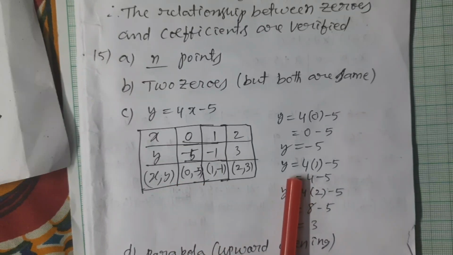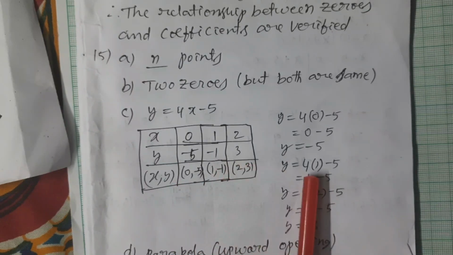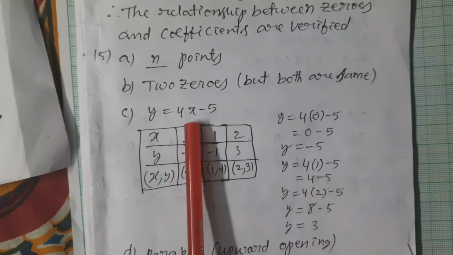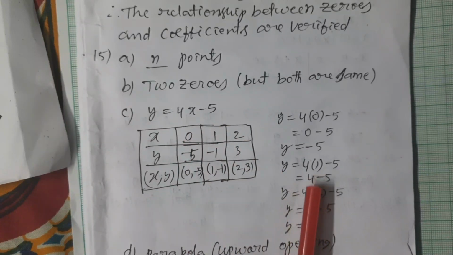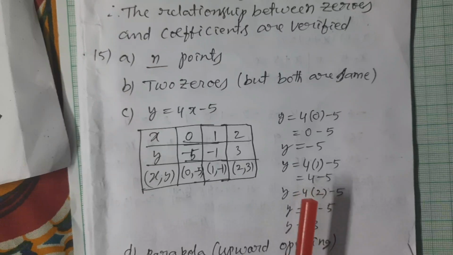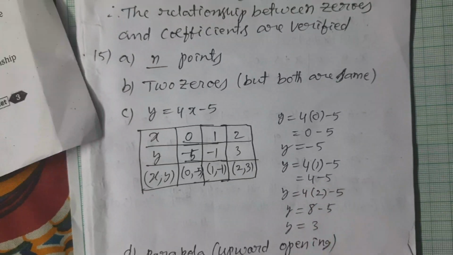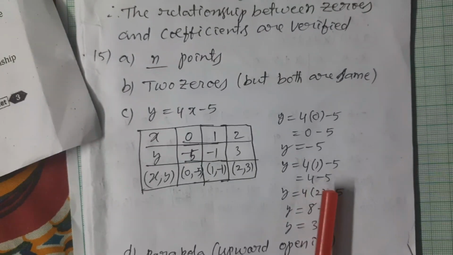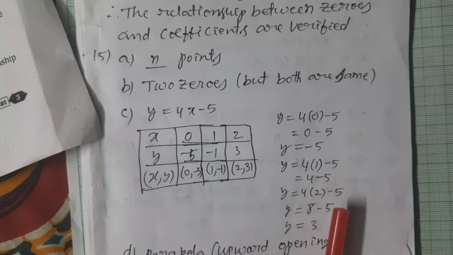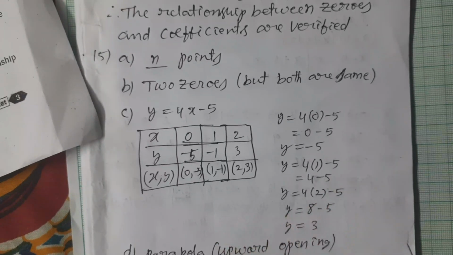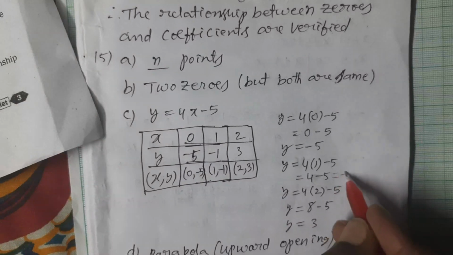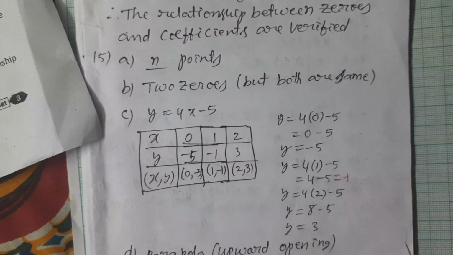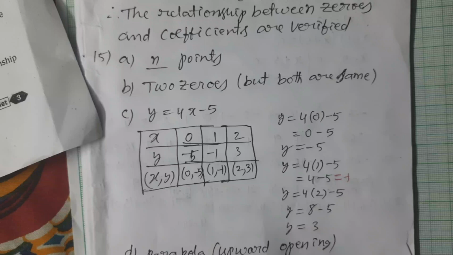Another, y is equal to 4x minus 5. In the place of x, keep 1. 4 into 1, 4 1s are 4, minus 5. So we get minus 1. So we got 1 comma minus 1 as the point.